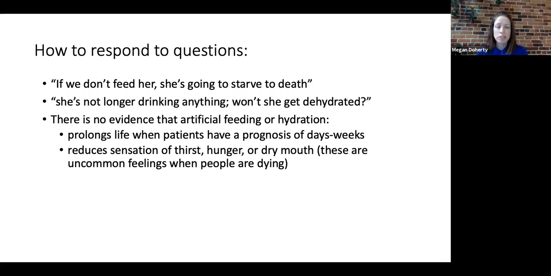There is also no evidence that giving IV fluids to patients in the last few days or weeks of life reduces the sensation of thirst or hunger or dry mouth. In fact, these are very uncommon sensations in people who are dying.